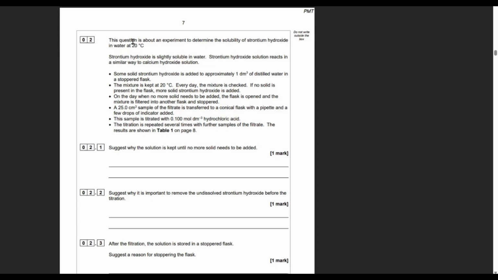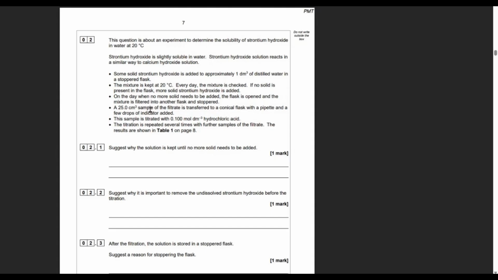So question 2. This question is about an experiment to determine the solubility of strontium hydroxide in water at 20 degrees. Strontium hydroxide is slightly soluble in water. Strontium hydroxide solution reacts in a similar way to calcium hydroxide solution. Some solid strontium hydroxide is added to approximately 1 decimeter cubed of distilled water in a stoppered flask. The mixture is kept at 20 degrees. Every day the mixture is checked. If no solid is present in the flask, more solid strontium hydroxide is added. On the day when no more solid needs to be added, the flask is opened and the mixture is filtered into another flask and stoppered.